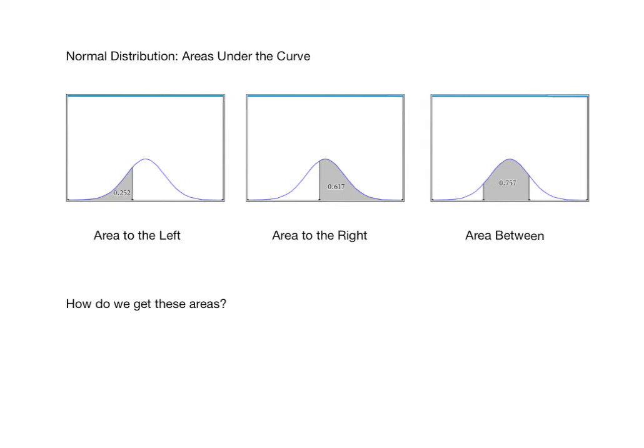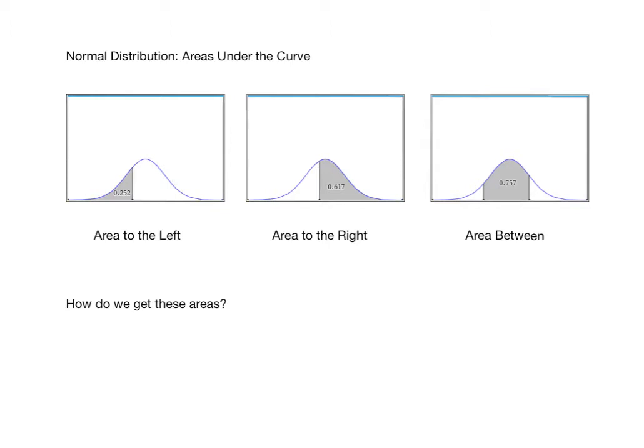We saw on the previous screencast that the empirical rule can tell us the percentage of data within 1 standard deviation of the mean, 2 standard deviations of the mean, or 3 standard deviations of the mean. But we also want to be able to find other areas.